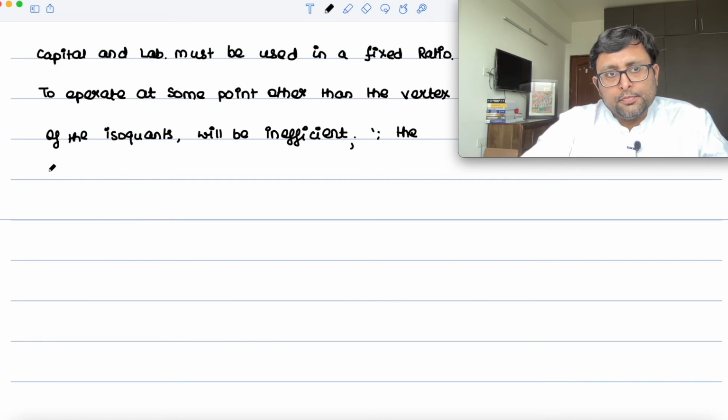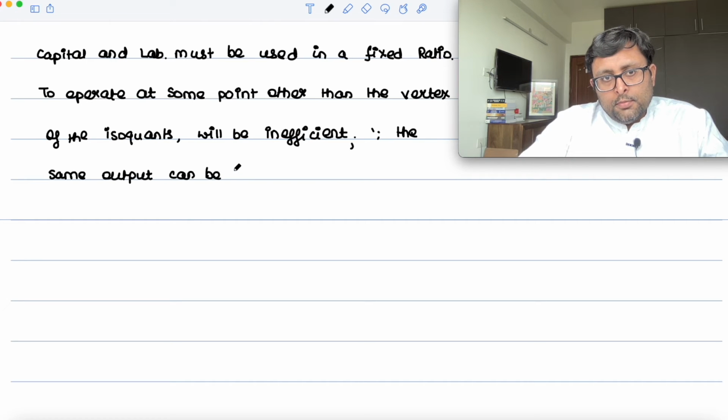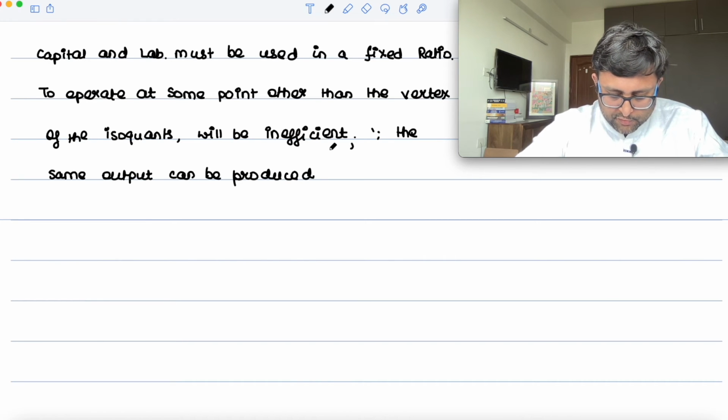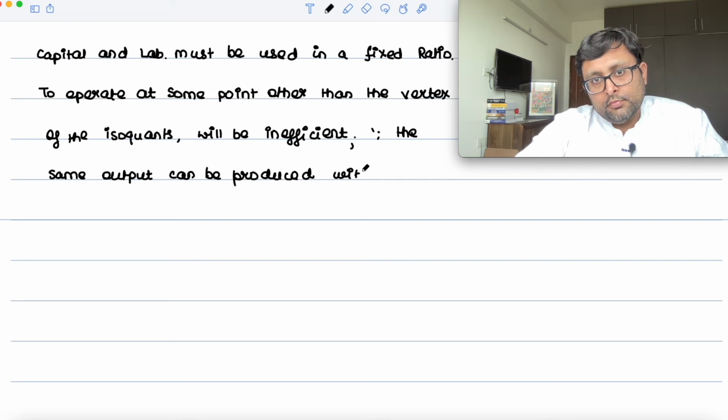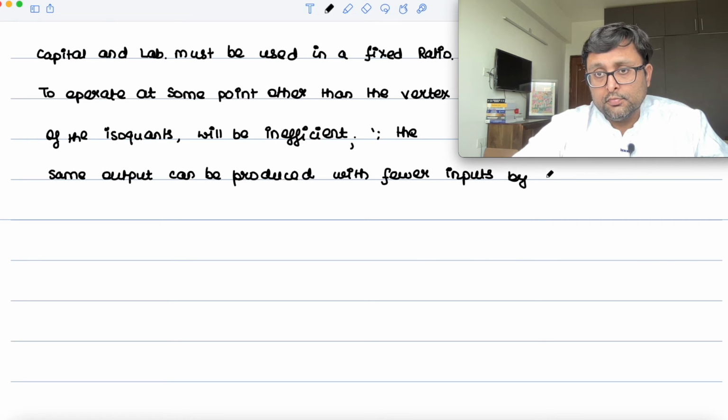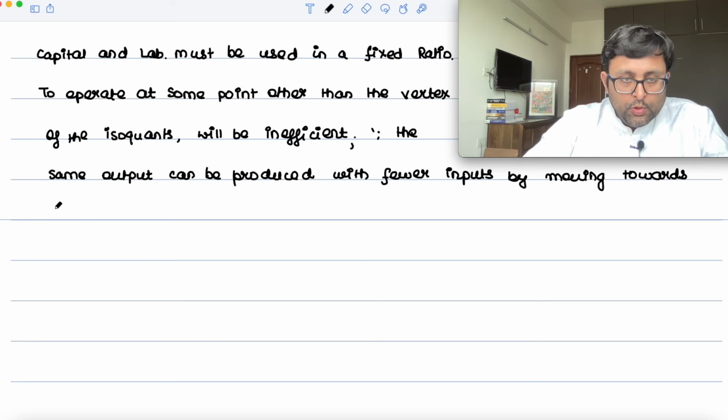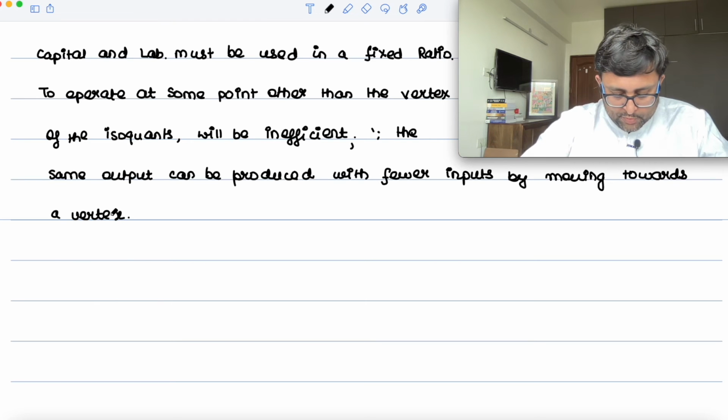Because the same output can be produced, right, with fewer inputs by moving towards a vertex. By moving towards a vertex.